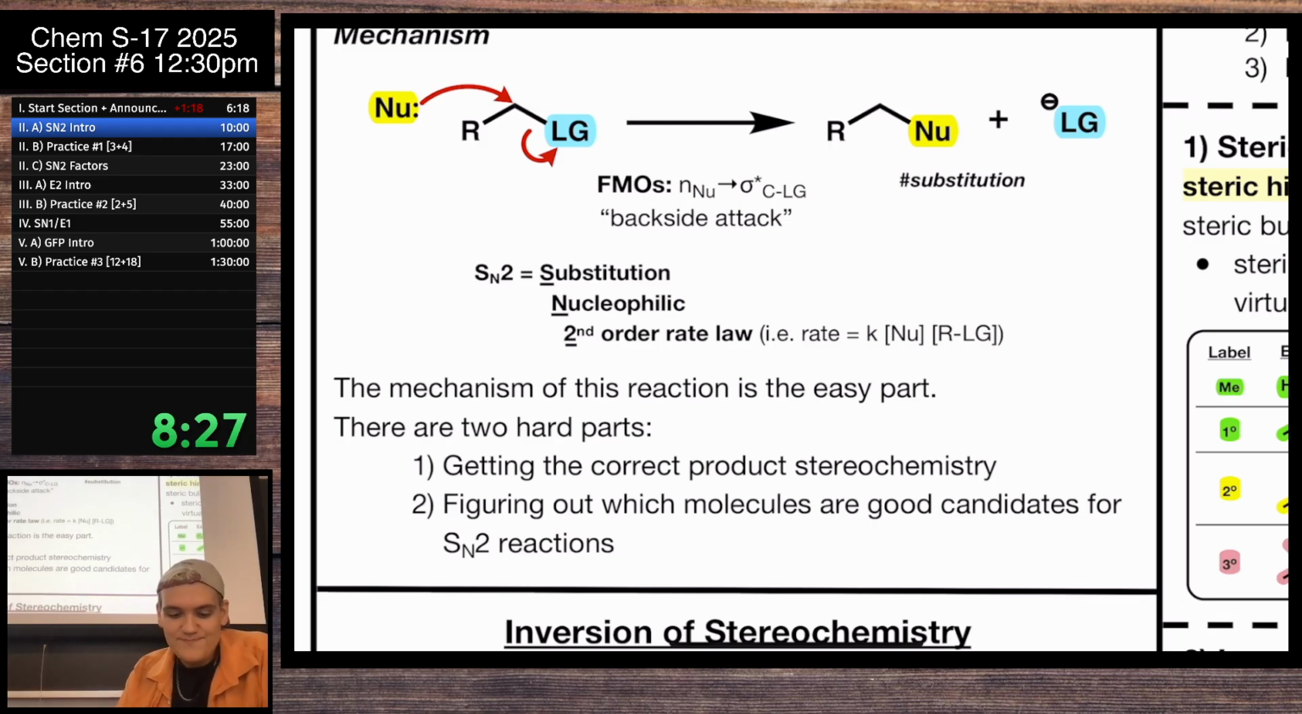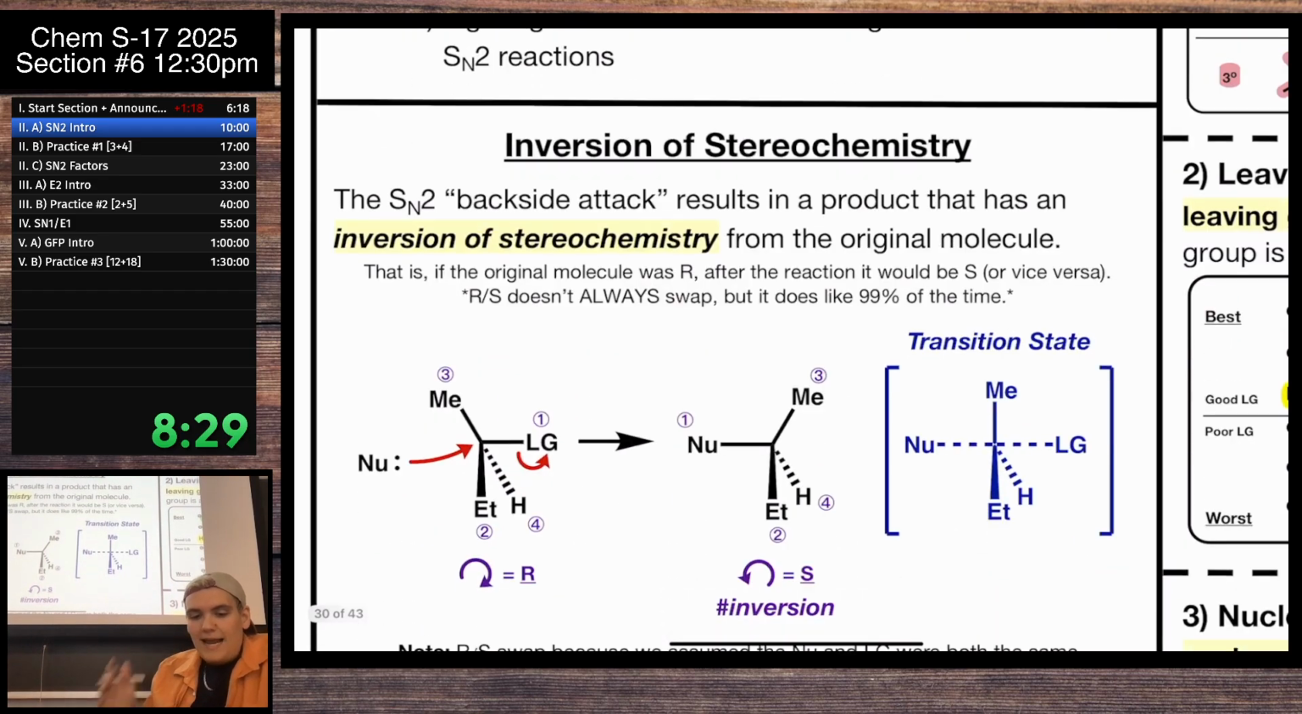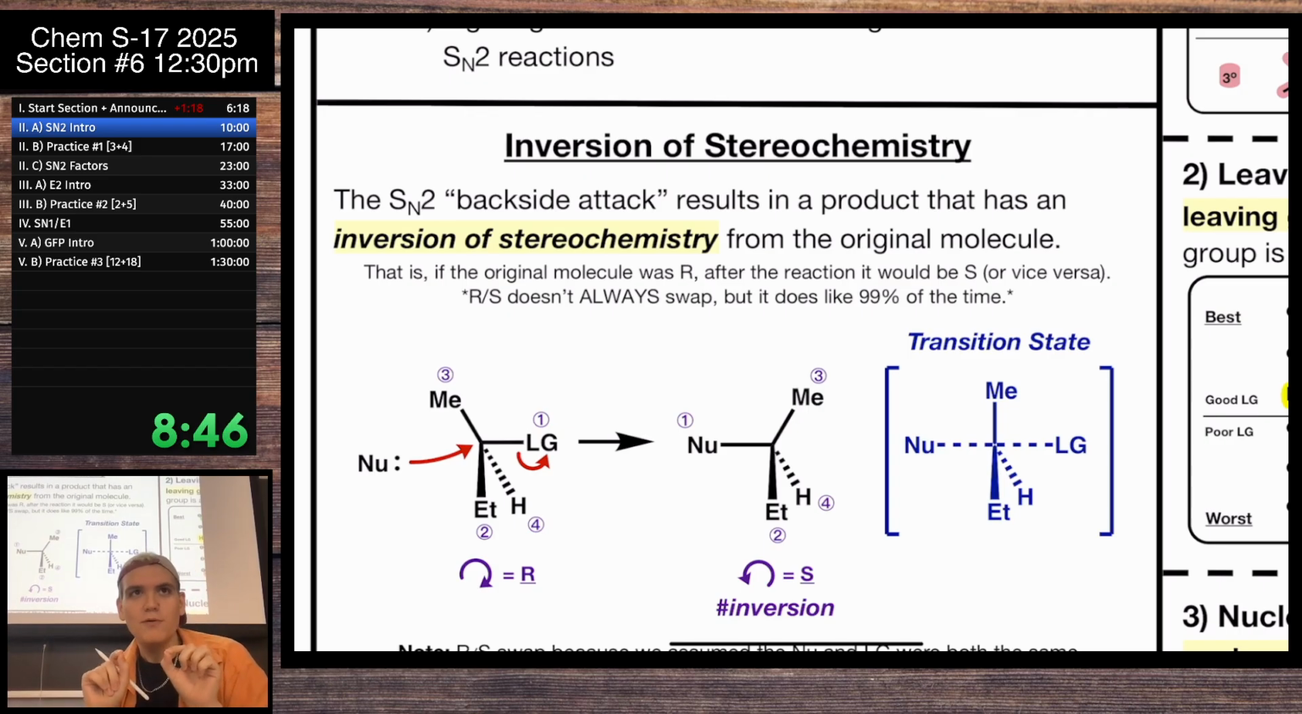So we'll try it. The main thing that you should be thinking for SN2 when you're thinking about how it happens is inversion of stereochemistry. So our first Pavlovian conditioning: SN2, inversion of stereochemistry. SN2? Inversion of stereochemistry. Good. So let's talk about what it means.